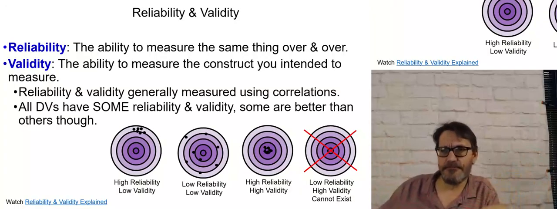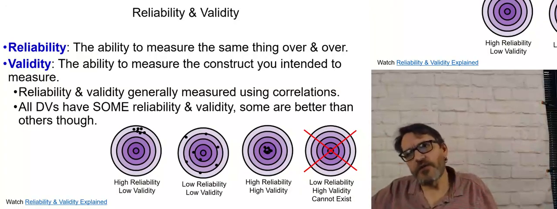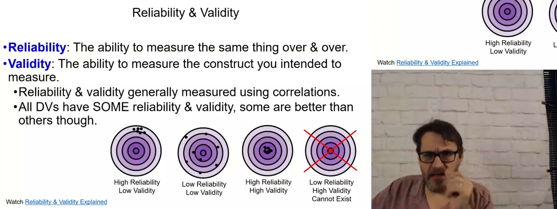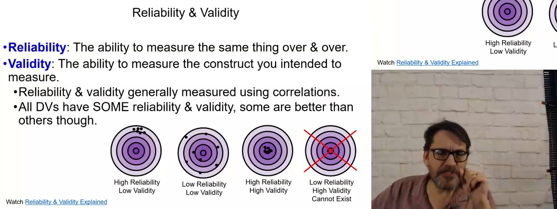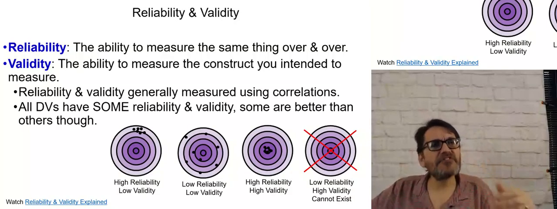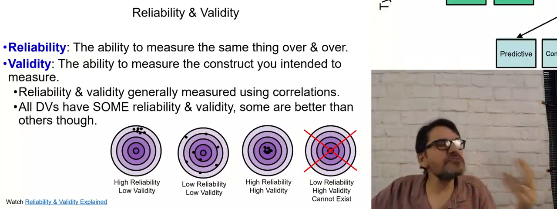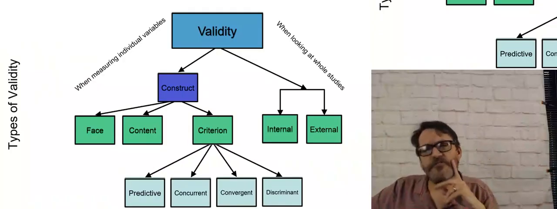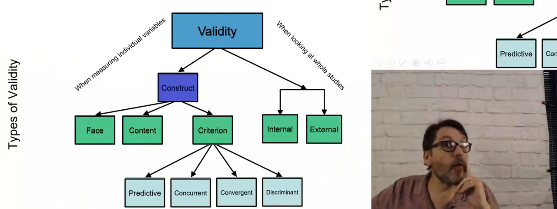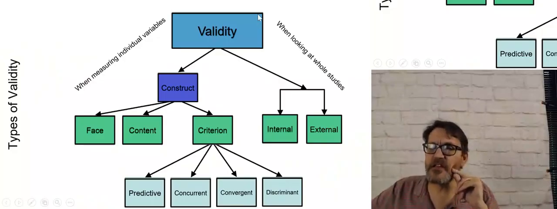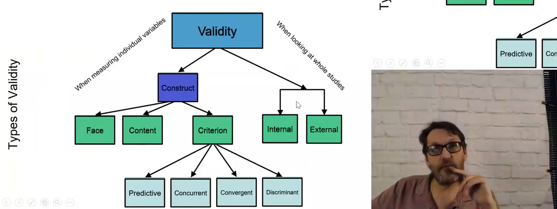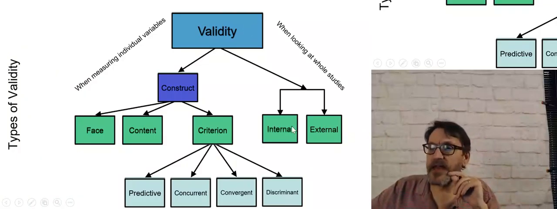So we need to know that reliability and validity are established using correlations, and all measures that we make, say dependent variables here, all measures that we make have some reliability and validity. It's just some have more, some have less. Okay? So validity can come in many different forms, right? We can see in this little diagram, off to the right, we'll talk about first, and we've already talked about them, that is internal versus external validity.